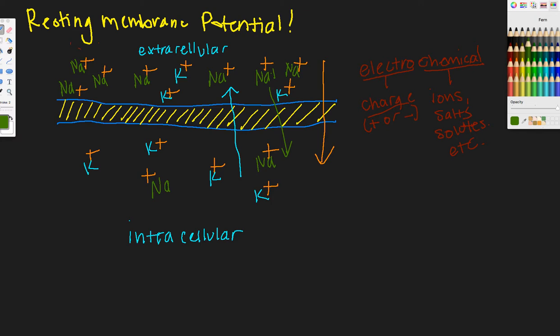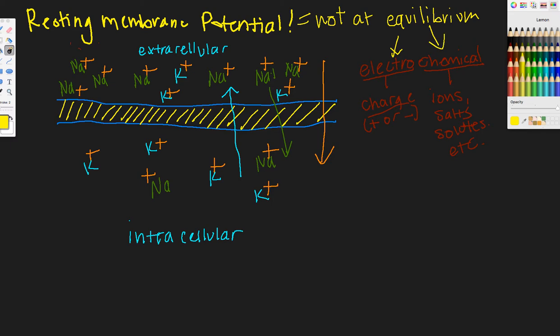So now I've set up a resting membrane potential, which means that I've created a scenario where there are differing amounts of charged particles on either side of a membrane, and those charged particles want to flow in one direction or another. So the membrane is not at equilibrium with respect to either charge or chemicals. Let's add that. Not at equilibrium. Either electrical equilibrium or chemical equilibrium.